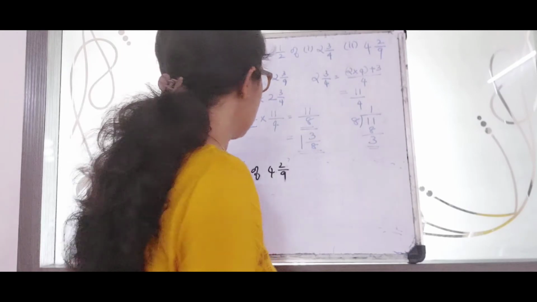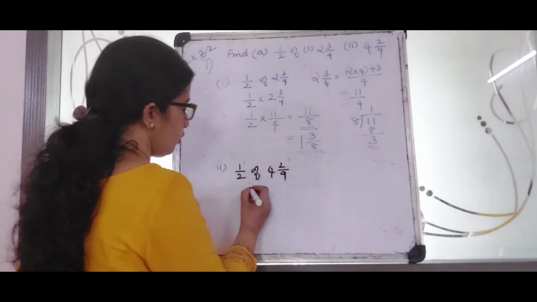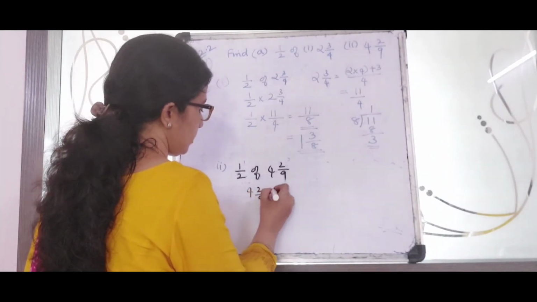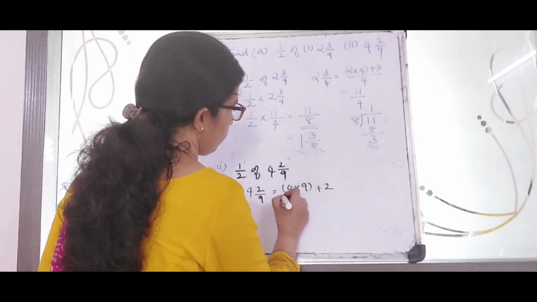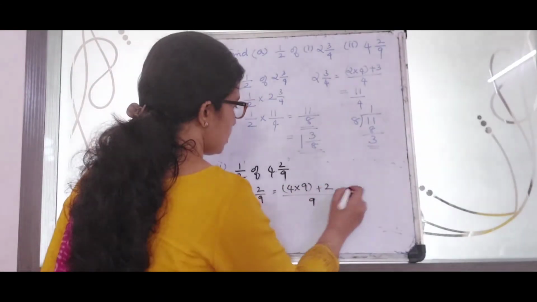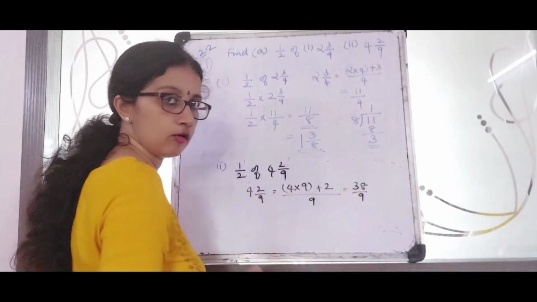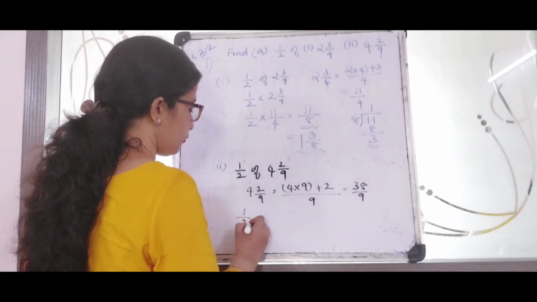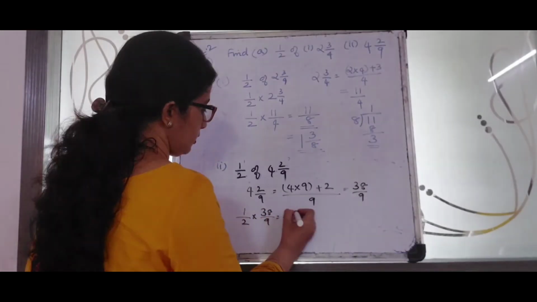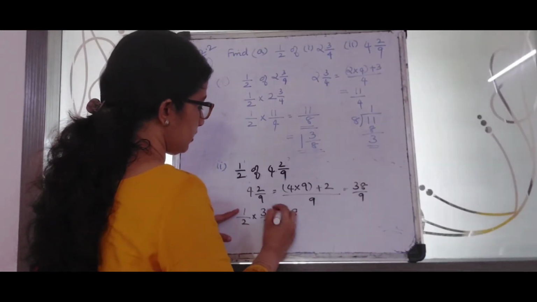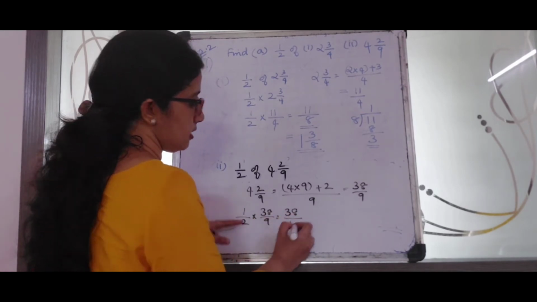The next question is half of 4 2/9. Okay, so in the same way, 4 2/9 can be written as (4 into 9 plus 2) divided by 9, which is equal to 9 4s are 36 plus 2, 38/9. Okay, so what should we do? Half into 38/9 is equal to, if you multiply both the numerators, 38 into 1 is 38, divided by denominators 2 into 9 is 18.